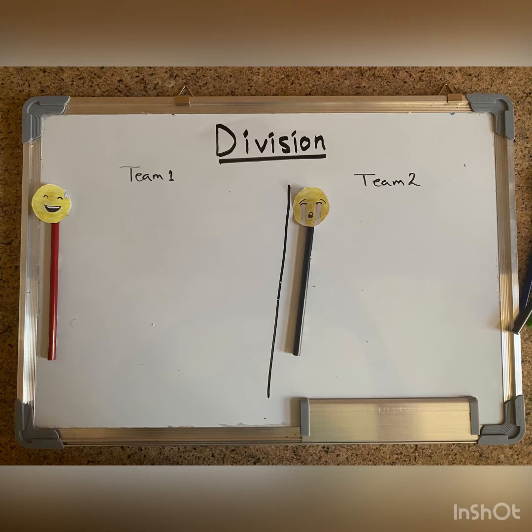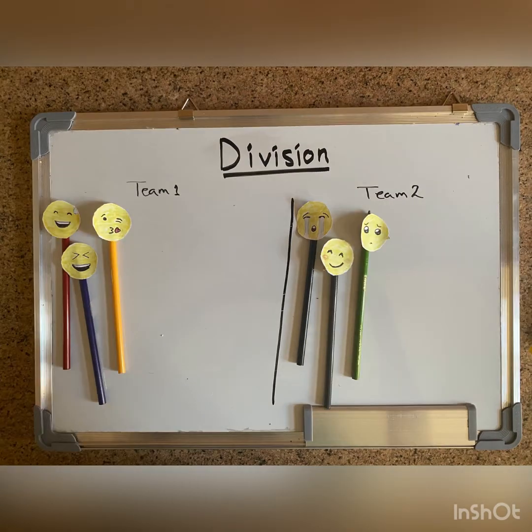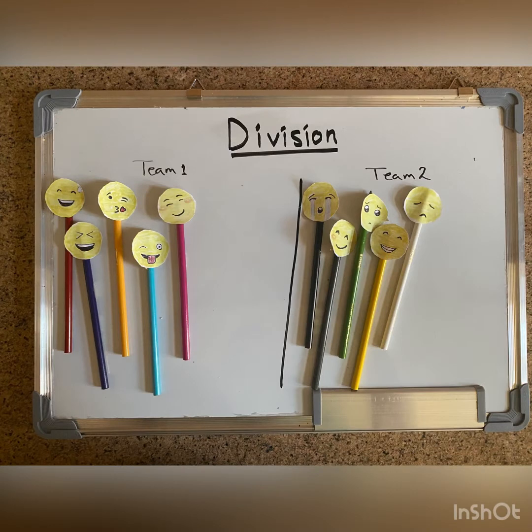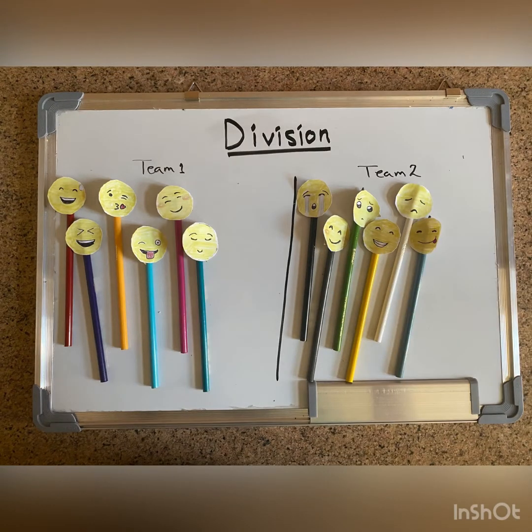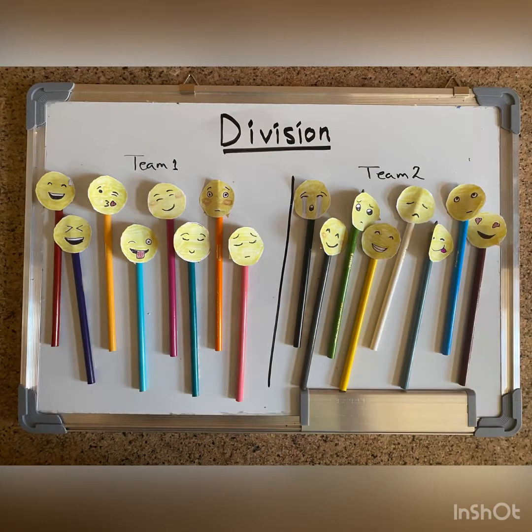One in team 1 and one in team 2. But we still have more of the 16. So we are going to add one more student for each team. One here and one here. But we still have more. We're going to add one student at a time, to team 1, to team 2, another one to team 1, and another one to team 2, another one, until we finish distributing all the 16 students between the two teams.